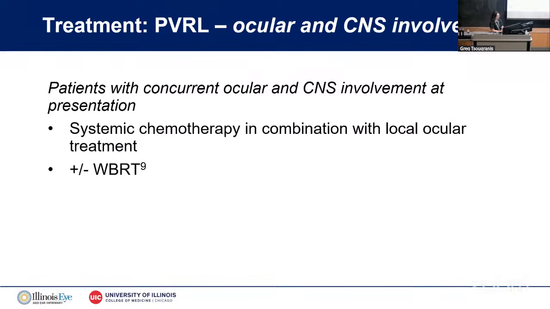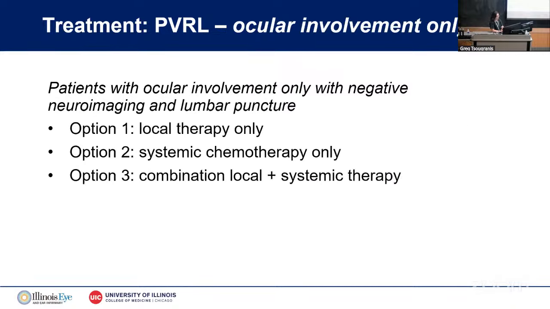So treatment of ocular lymphoma with CNS involvement, as we said, that's about 33% of cases. It's pretty accepted that you do both systemic chemotherapy and local ocular treatment. That's the majority of how people practice. But when it's ocular involvement only, this is when it becomes a little bit more of an adventure.